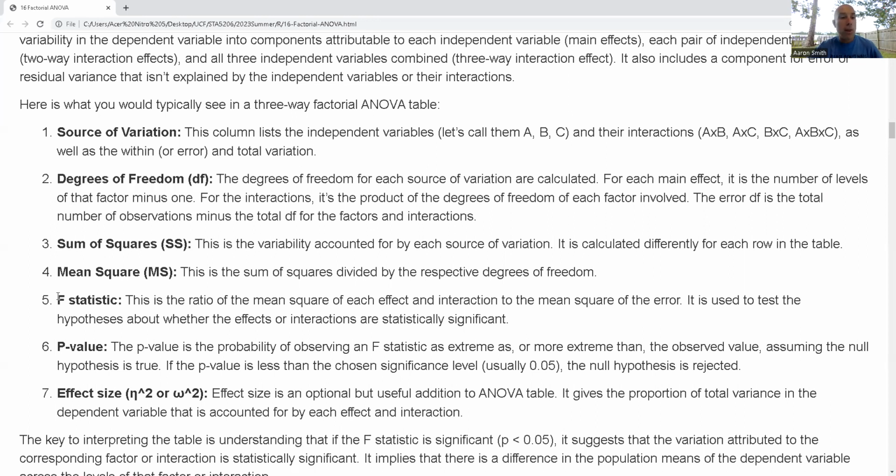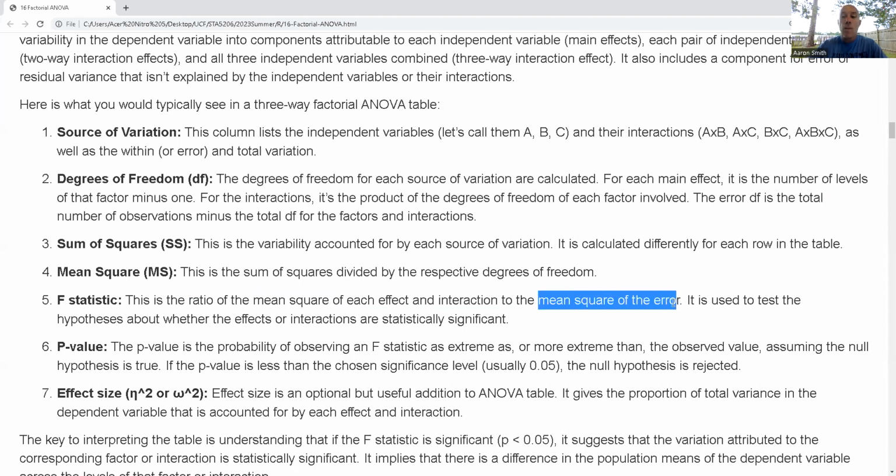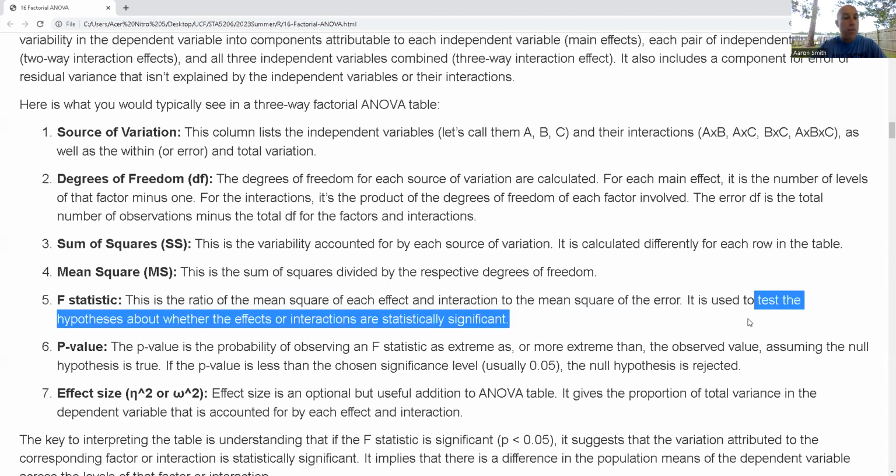Next, we're going to get our F statistic. I'm moving pretty far to the right in the table at this point. This is the ratio of the mean squares for each effect and interaction to the mean square of the error. So this is the mean square of the main effects or their interaction, depending on which row I'm looking at, divided by the mean square of the error. This is used to test the hypotheses about whether the effects or interactions are statistically significant.